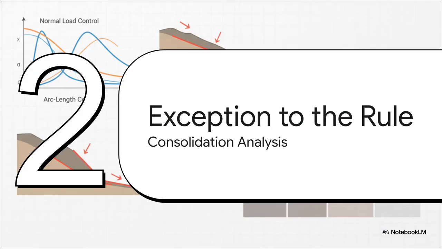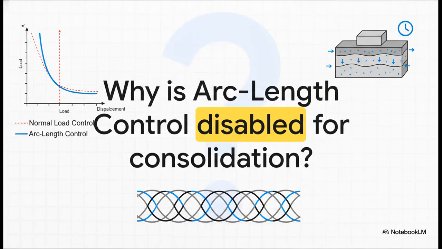Okay, so if this thing is so great, you're probably thinking, why isn't this just the default for everything, right? Why would you ever turn it off? Well, as it turns out, there's one really big exception where you actually can't use it. If you've spent any time doing consolidation analysis in PLAXIS, you've probably seen this. You go to the settings, and the option for arc length control is grayed out. You can't even click it. The software just turns it off for you.